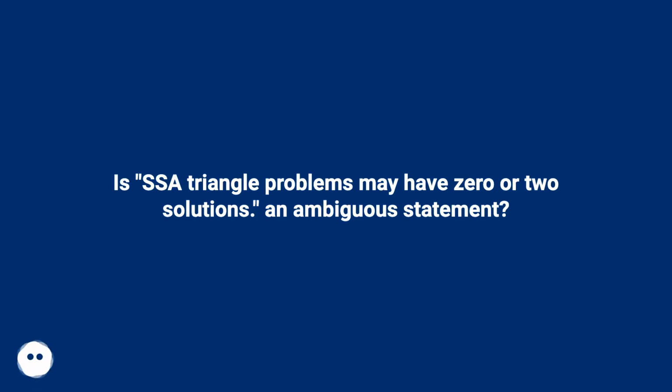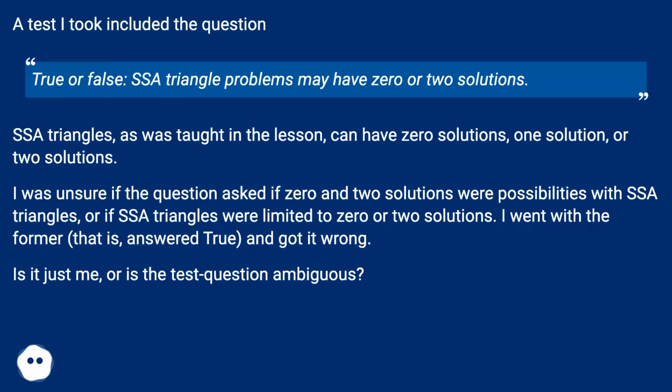Is "SSA triangle problems may have 0 or 2 solutions" an ambiguous statement? A test I took included the question: true or false, SSA triangle problems may have 0 or 2 solutions. SSA triangles, as was taught in the lesson, can have 0 solutions, 1 solution, or 2 solutions.